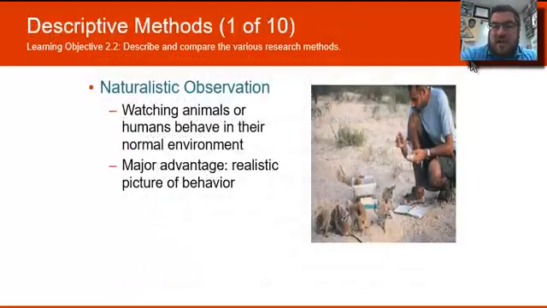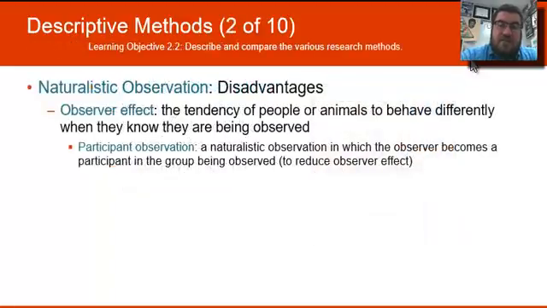Now we're going to talk about different ways to observe and describe. So, describe and compare the various research methods. Naturalistic observation is watching animals in their normal environment, and that includes humans too. The advantage of which is it gives a realistic picture of behavior, but the disadvantage is if people know that they're being watched, then they have a tendency to behave differently, and that's called the observer effect. So it's the effect of the observer on the behavior. It's going to change it.